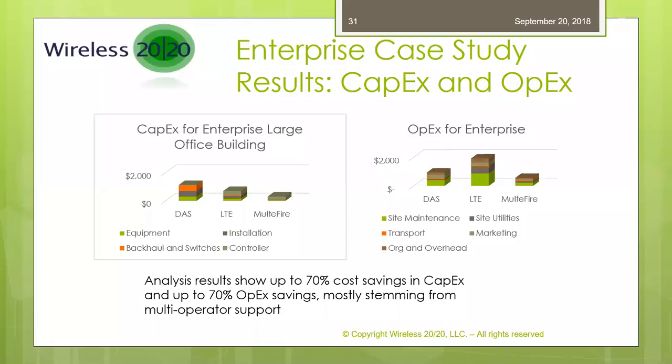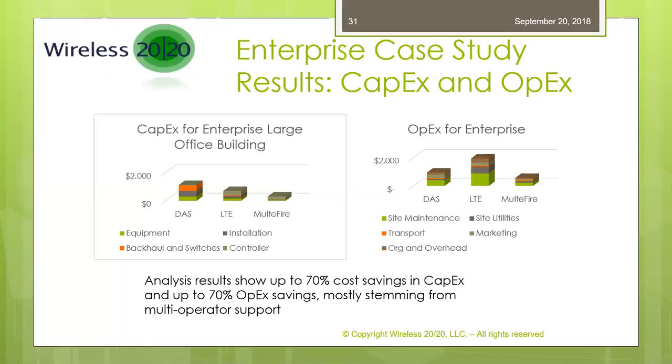network instead of deploying their own network, even if a building owner would allow each of the 4 operators to deploy their own network, which most building operators don't want to allow. So as we look at, again, from a Capex standpoint and from an OpEx standpoint, when we look at Capex, we see advantage for MulteFire over both.